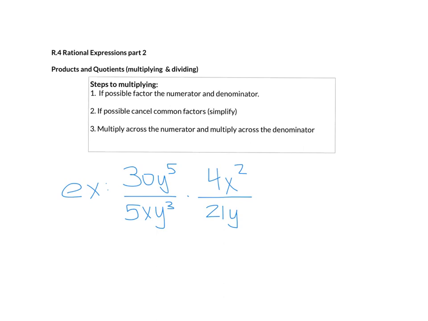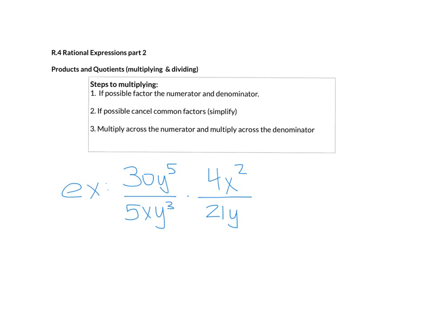Okay, in this part 2 of rational expressions, we're going to look at products and quotients of rational expressions. You can see an example of what a product of a rational expression might look like. We're basically taking two rational expressions and multiplying them together.